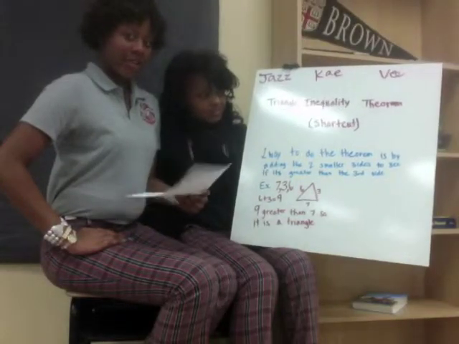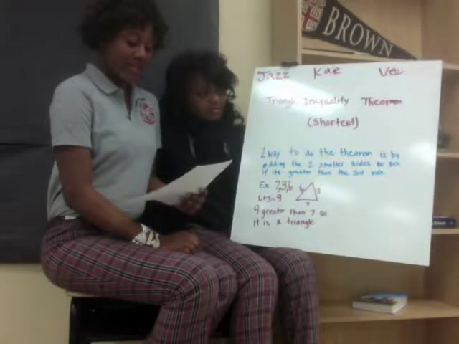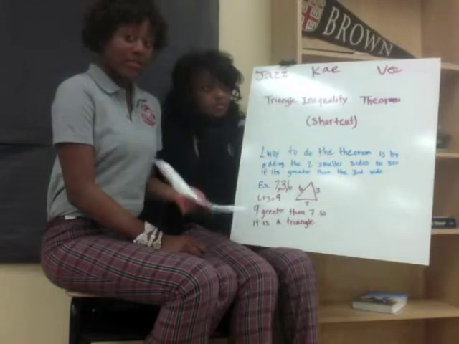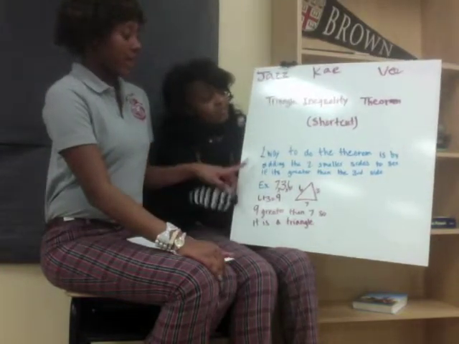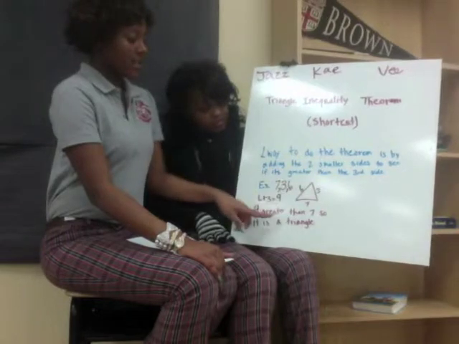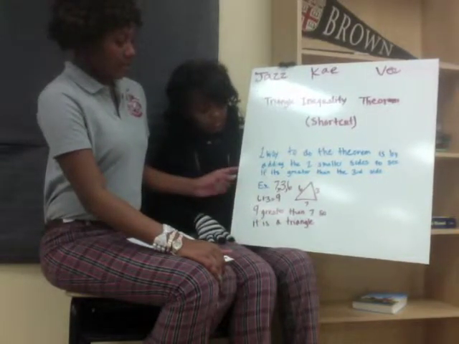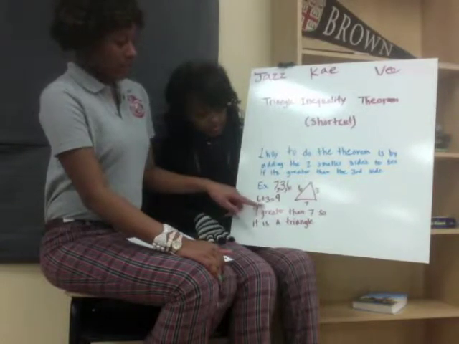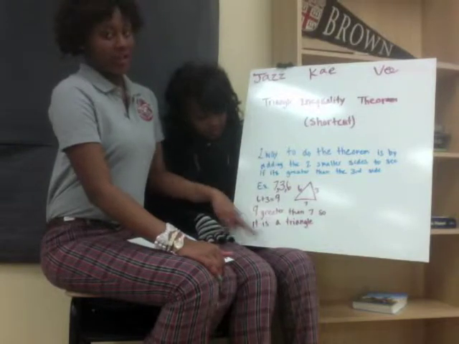The triangle inequality theorem states that any side of a triangle is always shorter than the sum of its two other sides. An easier way to figure it out is by adding up your two smaller sides to see if it's greater than the third. For example, we have 7, 3, and 6. 6 plus 3 equals 9, and 9 is greater than 7. Therefore, you have a triangle.